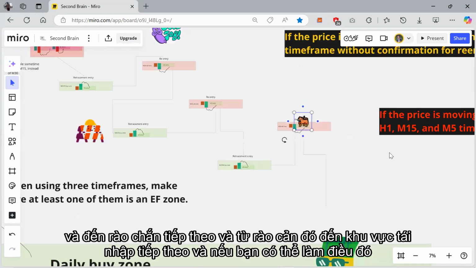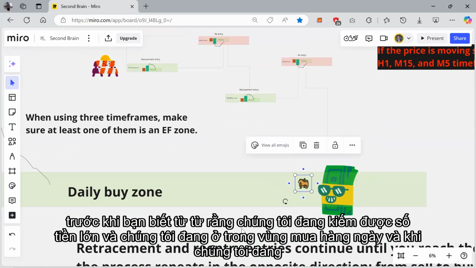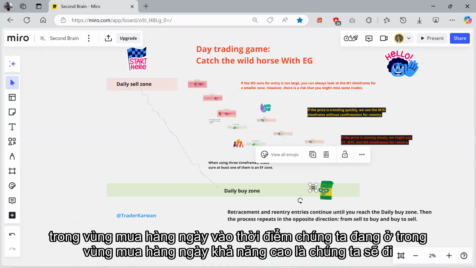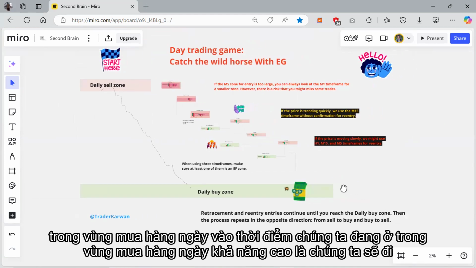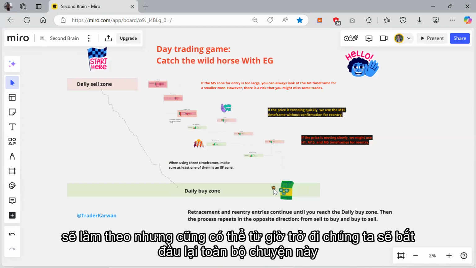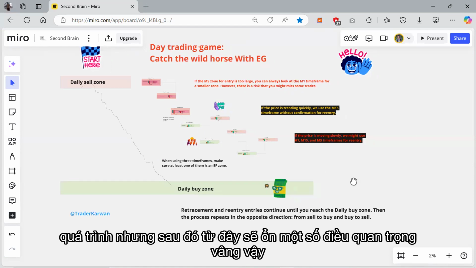And if we can do that, before you know, slowly we are making big money and we are in the daily buy zone. And the moment we are in the daily buy zone, the chances are now high that we are going to change direction. It does not mean always. I mean, the price can fall even more, and then we will just follow that. But it could also be that from now on, we will start again this whole process, but then from here up. Okay, some important things.